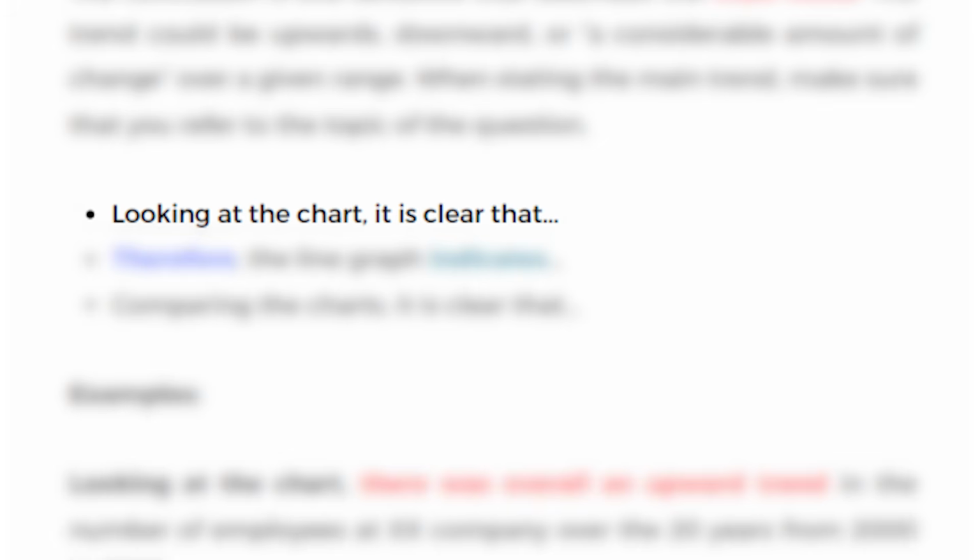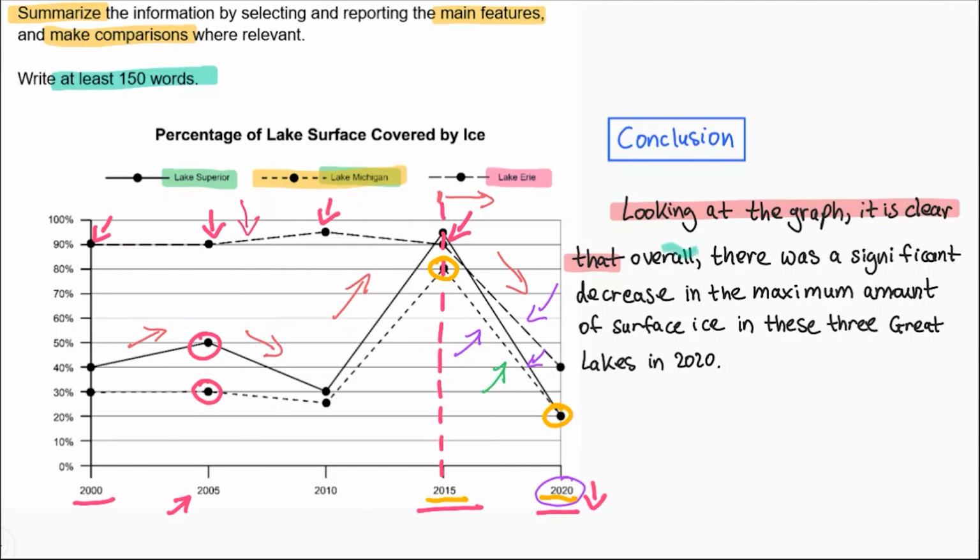I tried to summarize all the information. I used overall to show that I'm talking about all 3 lakes. Then I commented on the one point that was common for them all, the significant decrease. We are done with writing.